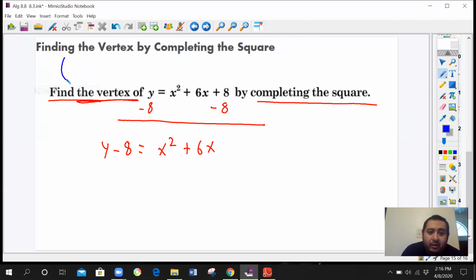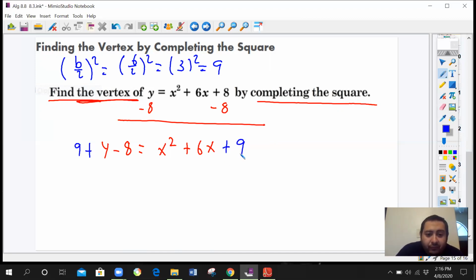Now, by completing the square, you have b over 2 and then squared. Our b in this case is 6, divided by 2, squared. 6 divided by 2 is 3, and then squared is 9. So you're going to add the 9 here and add the 9 here. Remember, you have to do it on both locations.